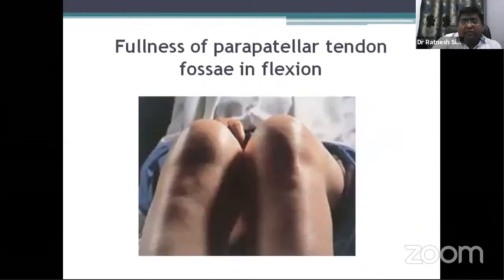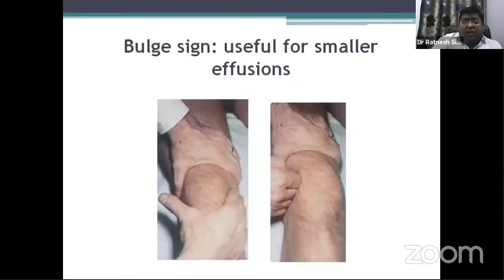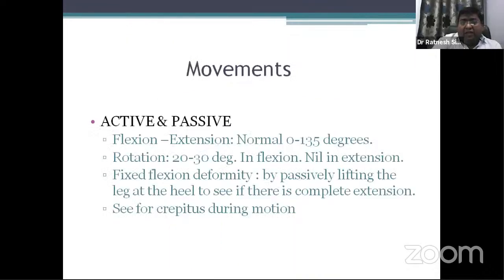You can find fullness of the parapatellar fossa in cases of effusion, or you can do the bulge sign. For small effusions, you can try the bulge sign. Then check for the movements, both active and passive. The knee moves in flexion and extension.